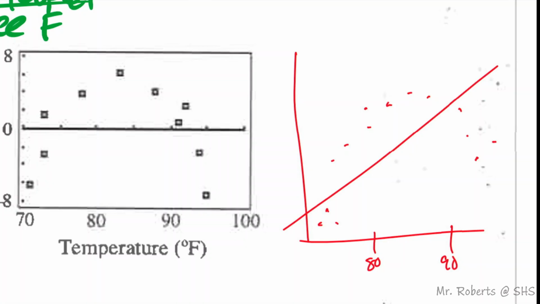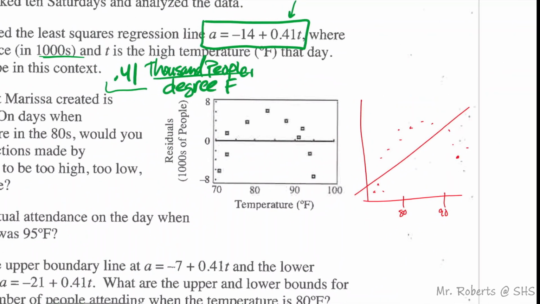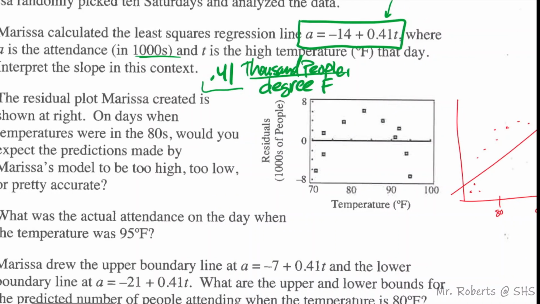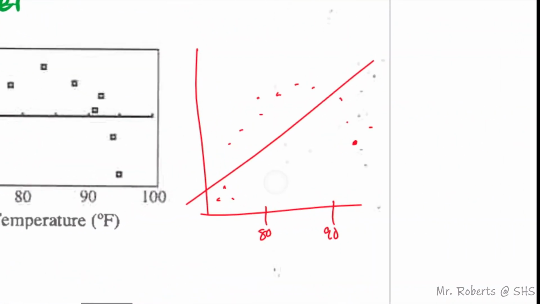Remember what these data points are. These are people. Well, no, these are supposed to be people in the park. So let me read the question again. It says, on days when the temperatures were in the 80s, would you expect predictions made by Marissa's model to be too high or too low? Oh, they would be too low. The model would be predicting too low.